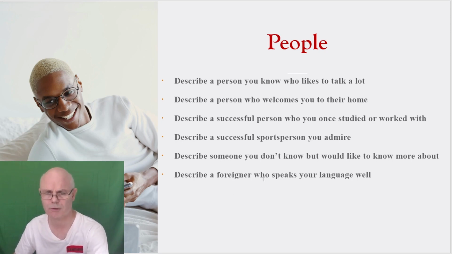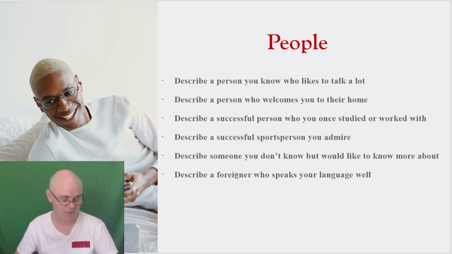The last one, describe a foreigner who speaks your language well. It could be a sports person, but then in that case, they have to speak the same language as you. So if they're Chinese, you could come up with a Chinese sports person, or if you're a Vietnamese sport person, or I can't go through all the countries. If you're Indian sports person, and so on. So if you pick a successful sports person from your country, then this person's the same. You want to know more about them, and they're not a foreigner. That'll be hard for that one.